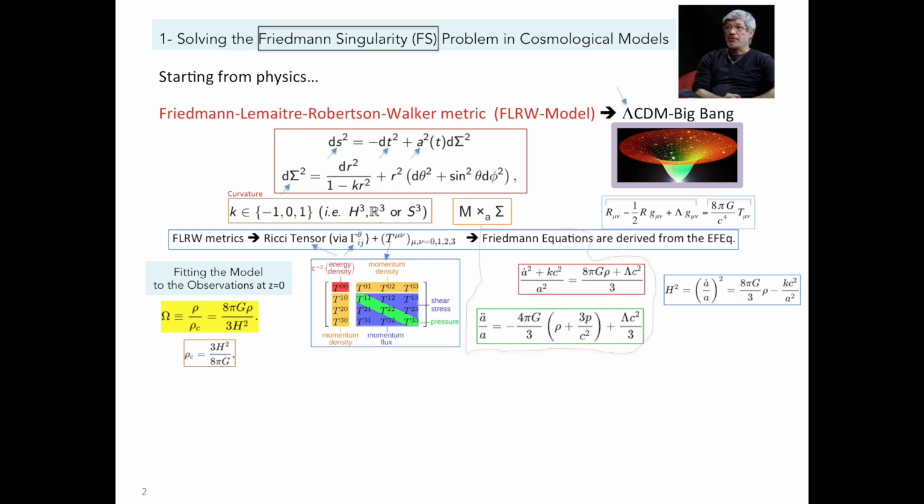Okay, the big question here is how can this model be tested from the observations? The density parameter omega has been defined as the ratio between the average density to the critical density. The critical density is the density at which the universe would stop expanding only after an infinite time. Critical density is really derived from Friedmann equations.